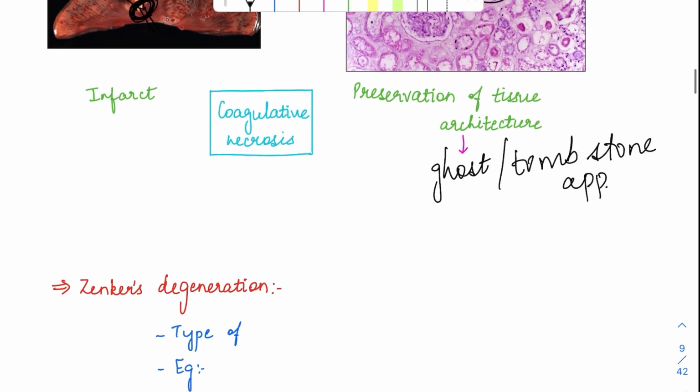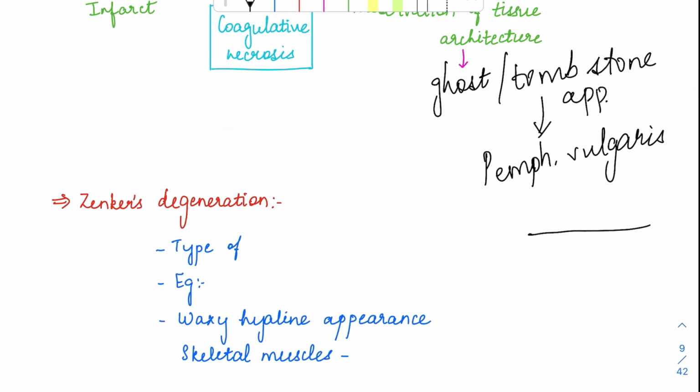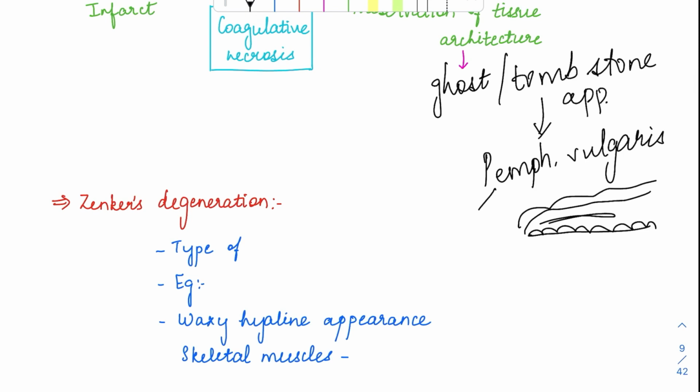So where else do you get this tombstone appearance? Yes, it is seen in another skin condition called pemphigus vulgaris. So pemphigus vulgaris is a skin condition in which you are going to have autoantibodies directed against the desmosomes. So when autoantibodies are formed, it is going to cause a cleft or split between the basal layer and other layers of the stratified squamous epithelium. So the suprabasal cleft is seen in pemphigus vulgaris.